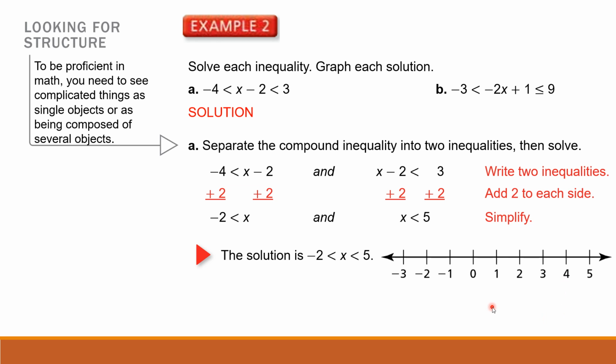Now let's graph it. We have our two boundary points. We will always have two boundary points with compound inequalities. So we have a boundary point at -2, which is an open circle because we do not have an equal sign here. Our second boundary point is 5, also an open circle. And then we shade the region in between on the number line because x can be any number that is greater than -2 and also less than 5.